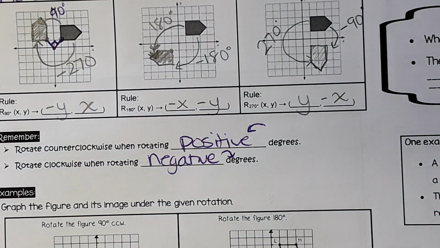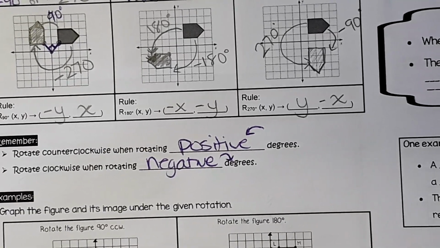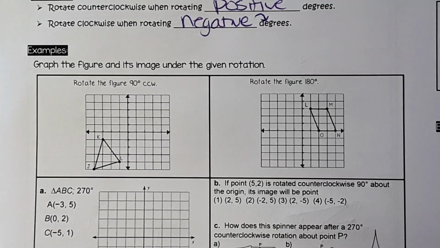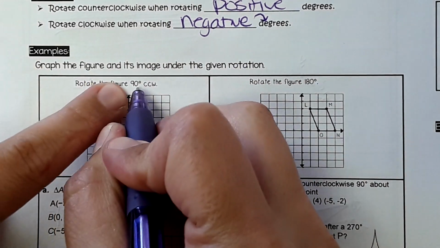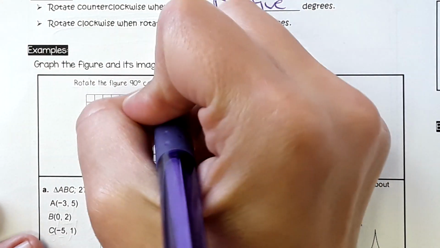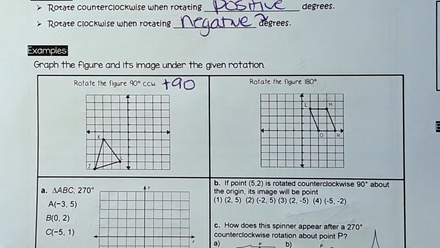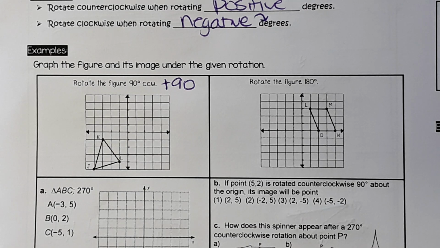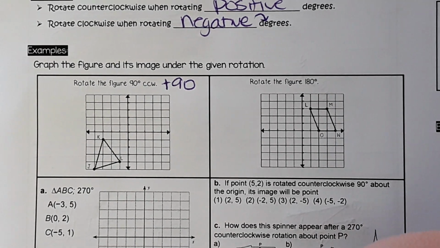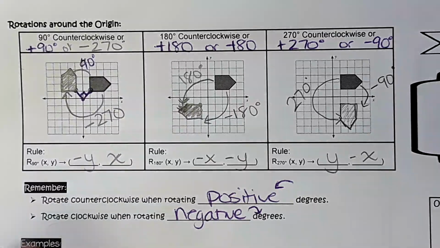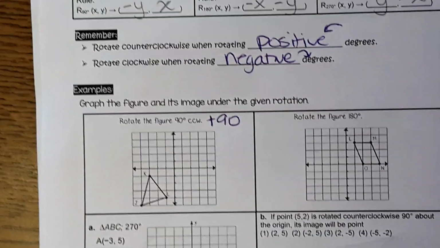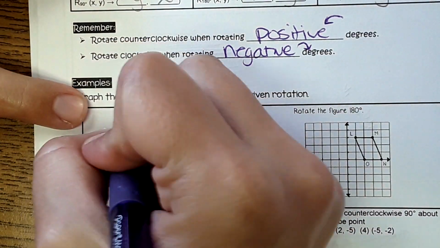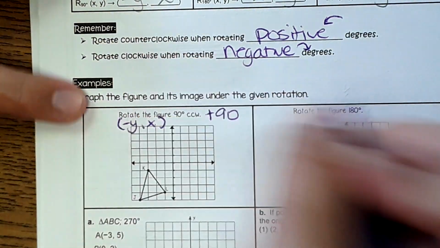Okay, now we're going to practice actually doing rotations with the points and everything else. So first example, it says graph the figure and its image under the given rotation. It says rotate the figure 90 degrees counterclockwise. So that would be a positive 90 degrees. Once I identify that, the next thing I'm going to do is find the rule. So looking at that top chart, the rule for positive 90 degrees was (x, y) goes to (-y, x), and I'm going to write that down so I can continue to reference that. So it's negative y, x.